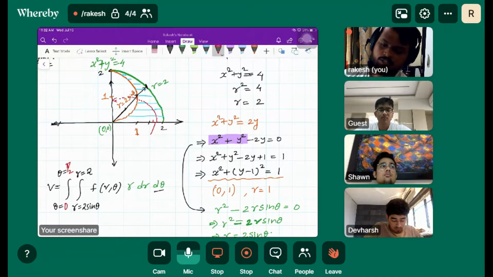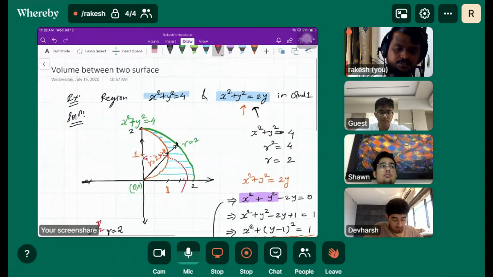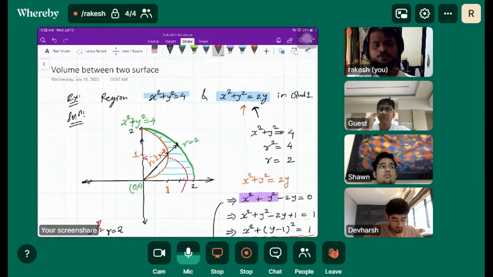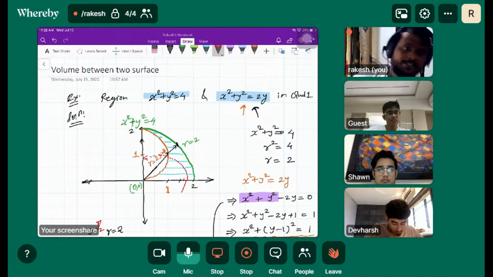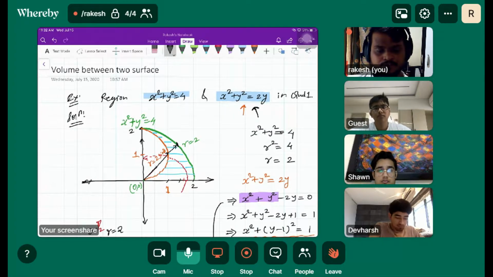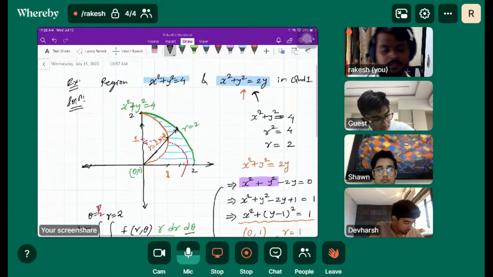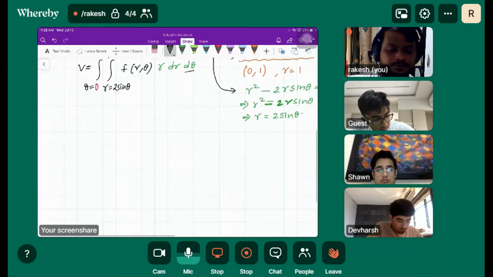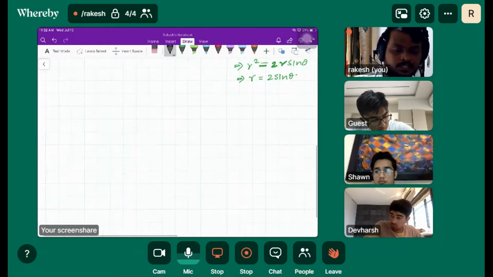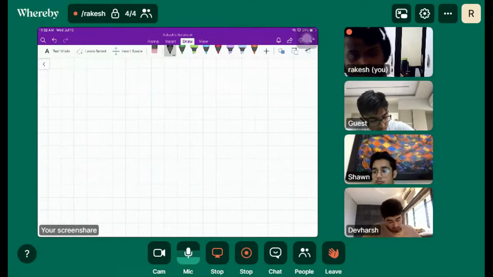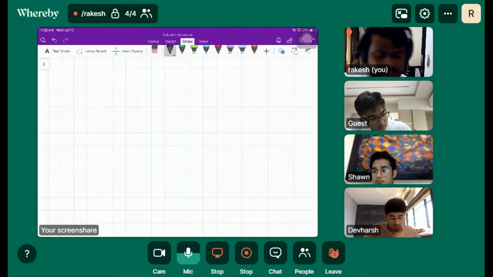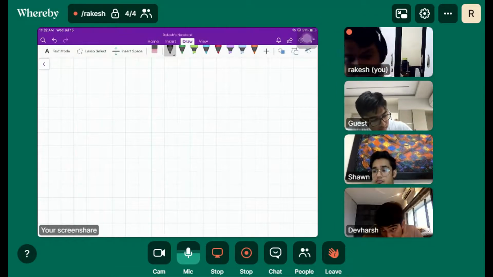Now let's move to the next topic which I mentioned here, that is volume between two surfaces. So I directly give you the question on this, then based on the question, we'll describe the situation.